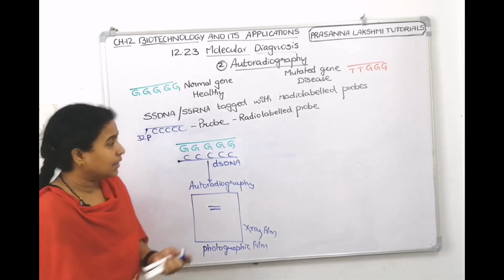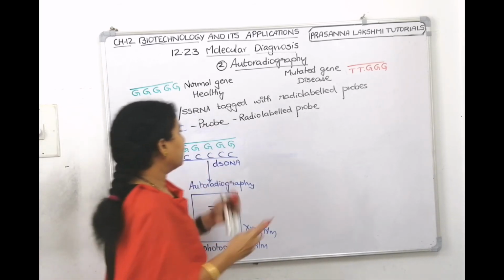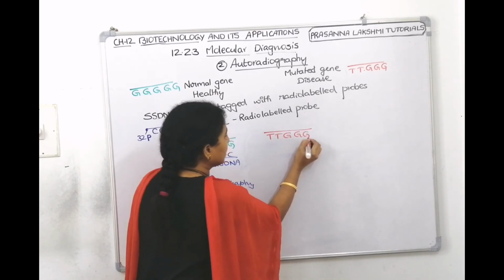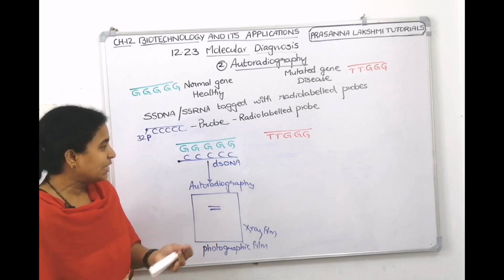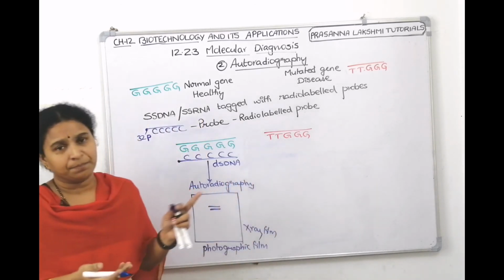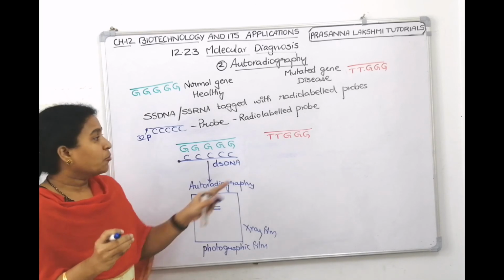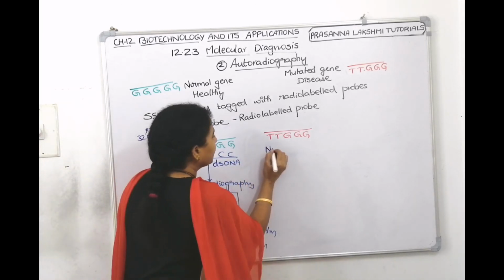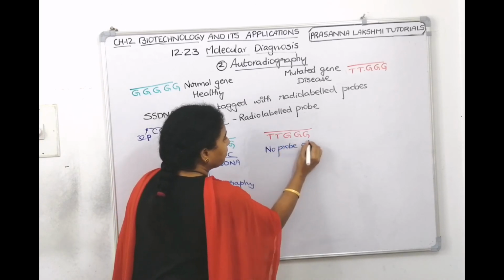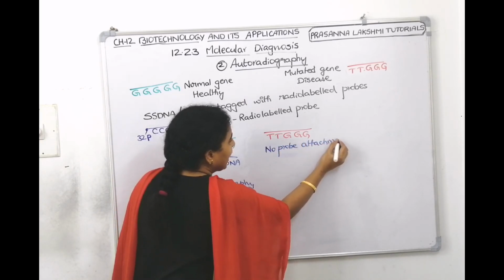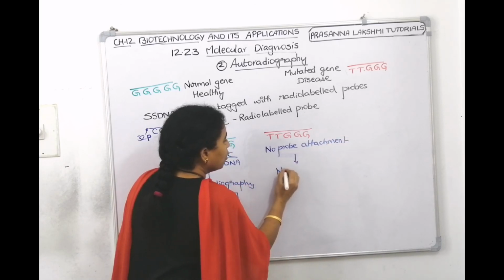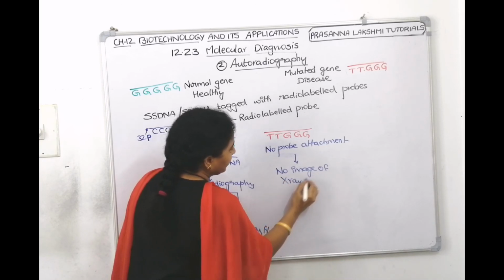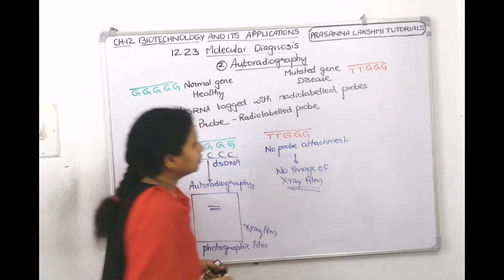If at all the gene got mutated, if it is a cancer and the gene gets mutated, so T, T, G, G, G is there. Now your probe is CCCs, right? Can it bind here? It can't. The initial sequence itself is different, so it cannot bind. So here, no probe attachment. When the probe is not attaching, there is no image on the X-ray film. There's no image trapped on the X-ray film.